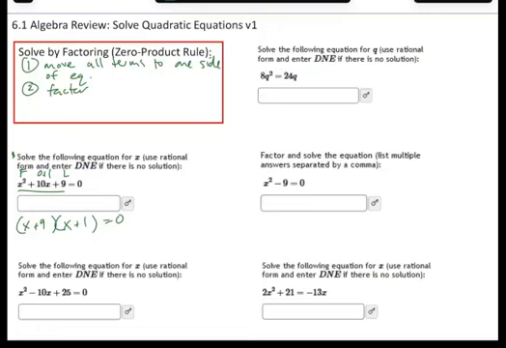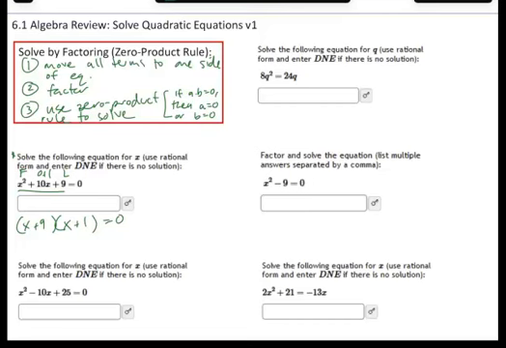I then move to my final step, which is the zero product rule. And I'll remind you of what that is. The zero product rule says this: if a times b is equal to 0, then either a equals 0 or b equals 0. What that means is once you factor it, you're going to set each individual factor equal to 0 and solve. Those are your possible x values.